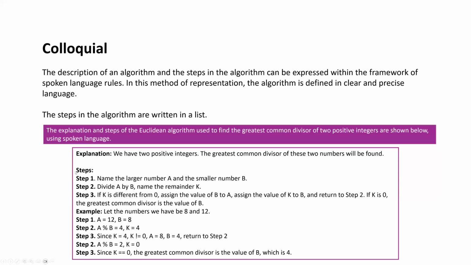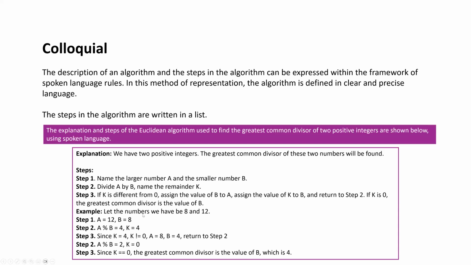And step one, name the larger number A and define the smaller number as B, and divide A by B and name the remainder as K. If K is different from 0, assign the value of B to A and assign the value of K to B and return to step 2. Step 2 here. If our K's value is 0, the greatest common divisor value is B. So let's see the example for this solution.